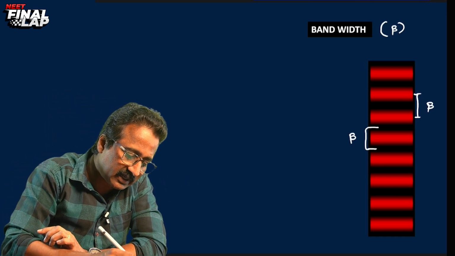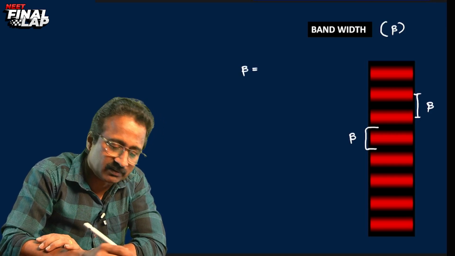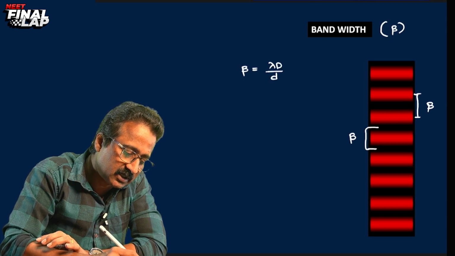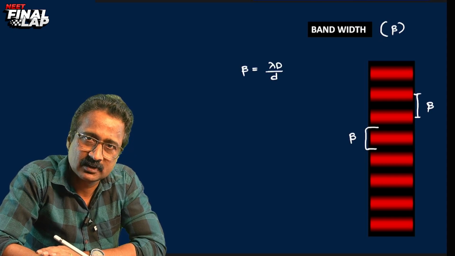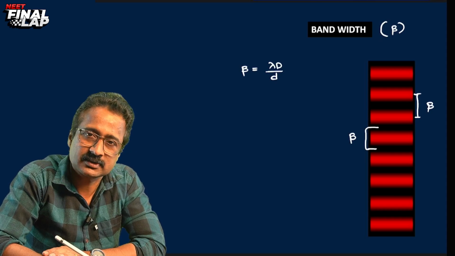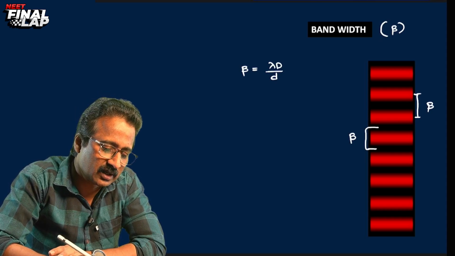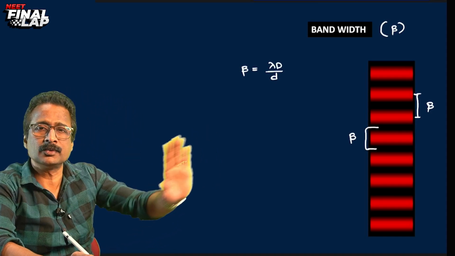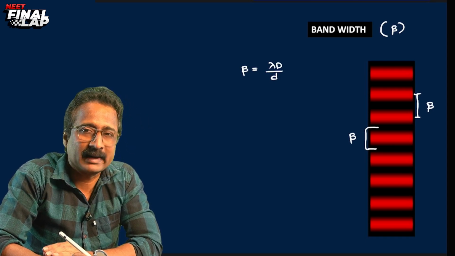Now I'm directly writing some expression for bandwidth here. I'm again skipping derivations here. Bandwidth in YDSE is given by beta equal to lambda D divided by d. This tells you exactly the bandwidth. For bands which are close to the central band, this equation gives you the best results. It is not 100% accurate, because there are some approximations, but for bands close to the central band, you are free to use this equation. Yes, this can be remembered as the expression for bandwidth.